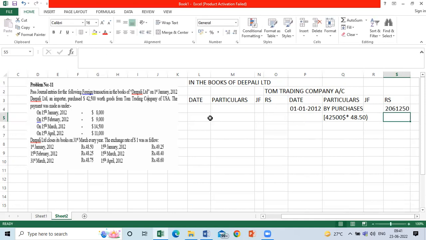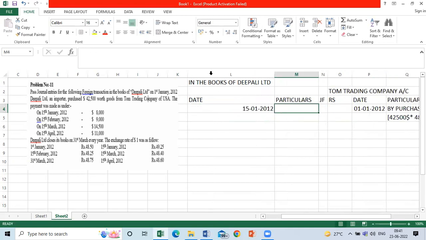Now the first payment was done on 15th of Jan. Make the payment. When payment is made, it will be on the debit side. Whenever the payment is made, bank account is credited. Supplier account will be debited. What's the date? 15th Jan 2012.